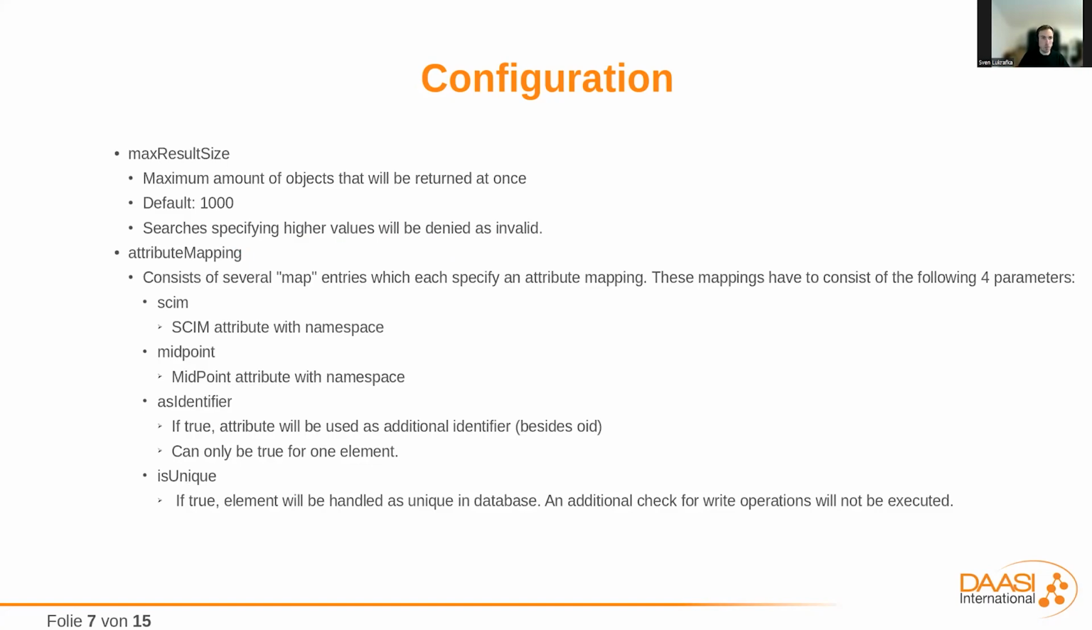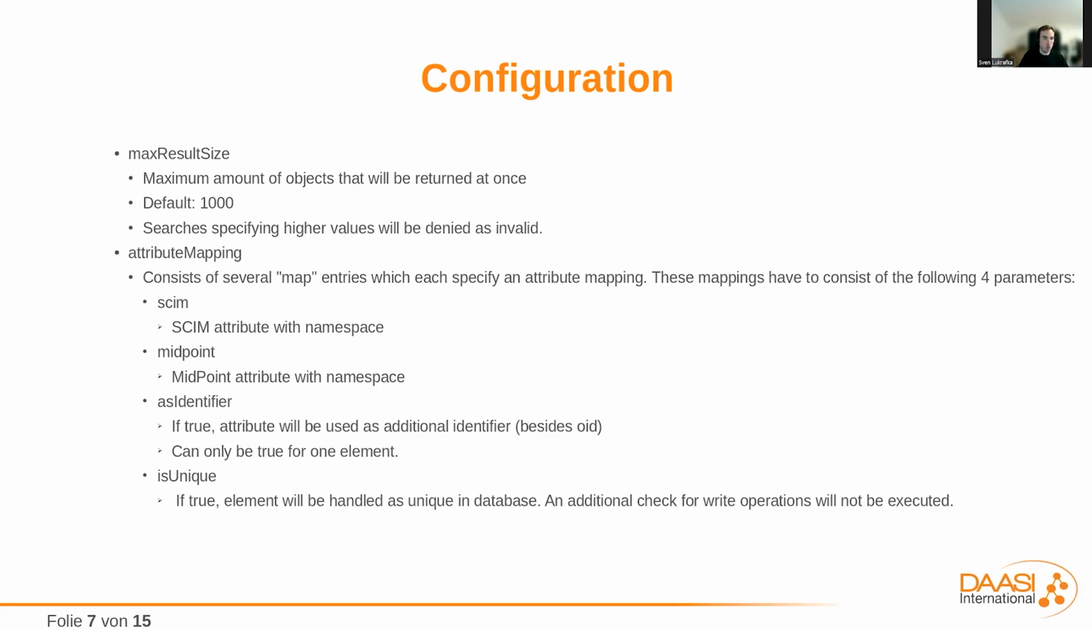The next attribute is the max result size. This one is quite close to it. This one is basically like a safety net, so that the overlay will never return too many objects at once. Because you can imagine that if you fulfill a request against the overlay, and you have, for example, 100,000 users in MidPoint, and the overlay tries to get all the 100,000 objects, tries to transform them, and then return them as a single response to your request, this will be highly inefficient.